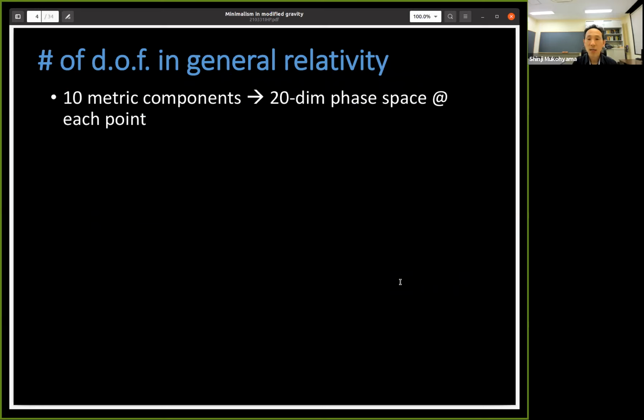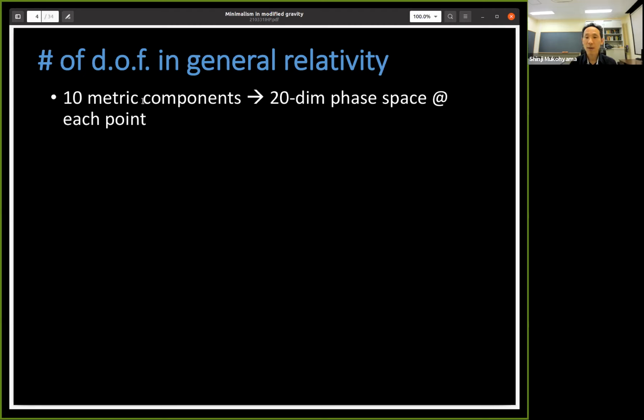So let me remind you how we can count the number of degrees of freedom in general relativity. I think I did this in my lectures, but just in case, I'd like to remind you. We start from 10 metric components. We have the metric in GR, the symmetric and non-degenerate 4x4 matrix. So we have 10 components.